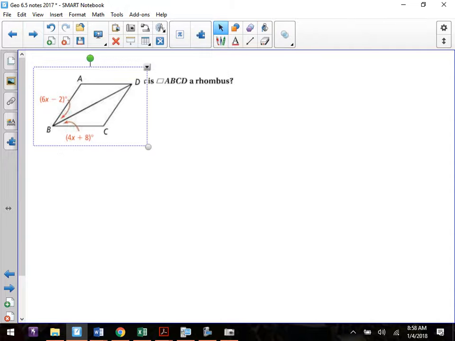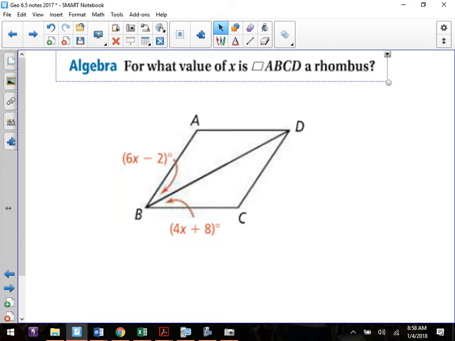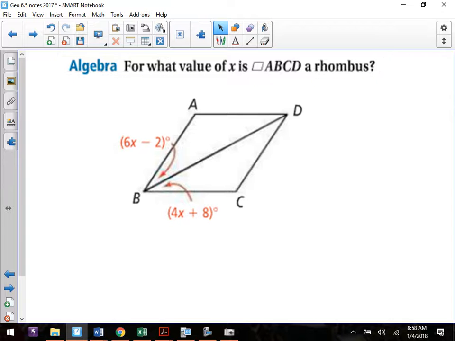All right, so here's the idea. What we're going to be able to do here is a little bit of algebra today. That's kind of what we've been looking at all along. For what value of x is ABCD going to be a rhombus? Now, when you get to these parts, it's a matter of what are you looking for, what are you working with, and what property of the rhombus are you going to use to solve for x.